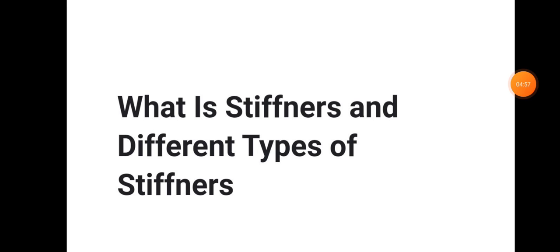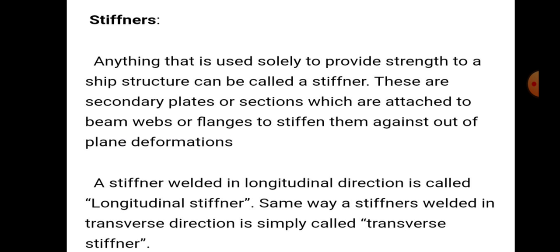Then, what is a stiffener and what are the different types of stiffeners? Stiffeners mean anything that is used solely to provide strength to a ship structure. The sole purpose of a material to provide strength to a ship structure is called a stiffener.